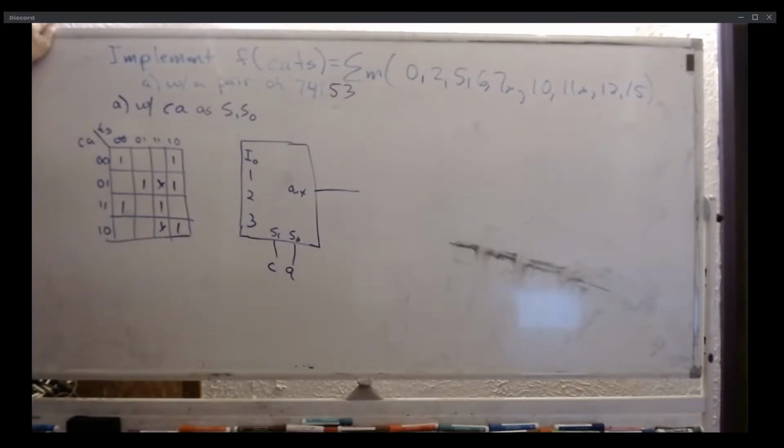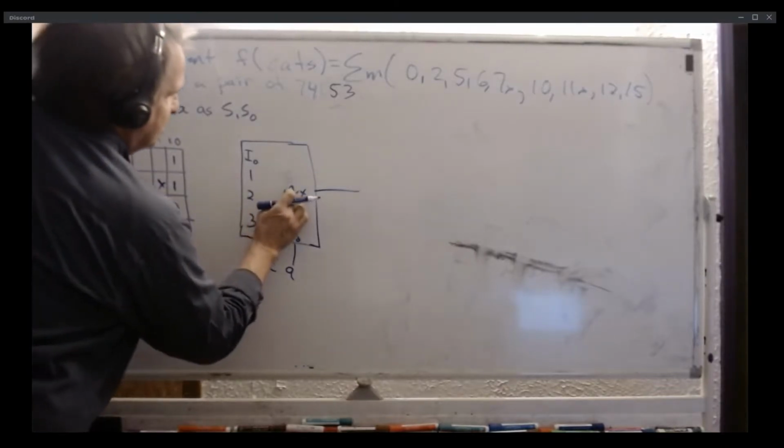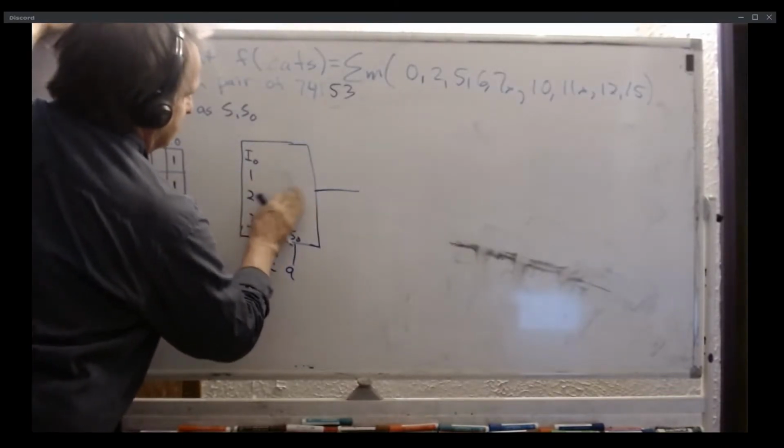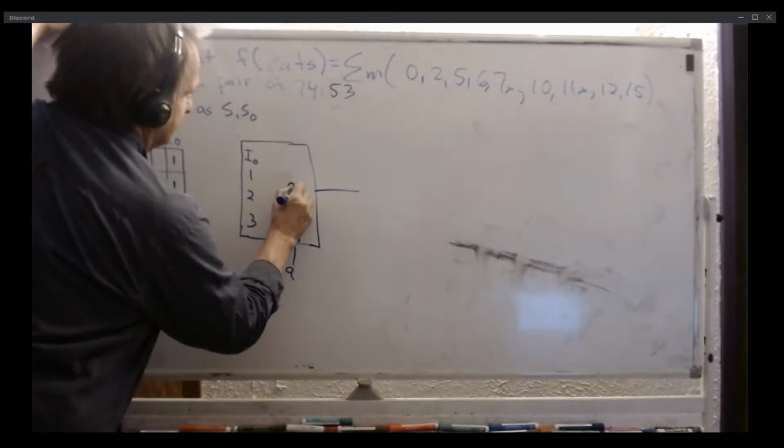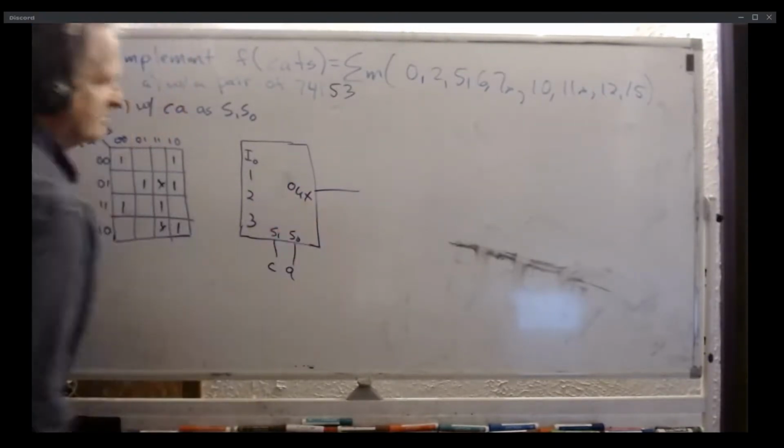AX on that Mux is the output, right? Yeah, believe it or not, this says output. This says out. Sorry.